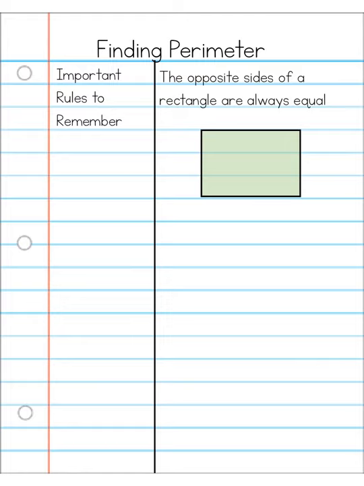Before we get started finding the perimeter of squares and rectangles, we're going to go over some important rules to remember. Our first important rule is that the opposite sides of a rectangle are always equal. If the length of this rectangle is 8, then going directly across, that side is also 8. And if the width is 5, the side directly across will also be 5. It's important to remember this because when we find perimeter, we want to make sure that we're adding up all 4 of the sides, even if they only show us 2.